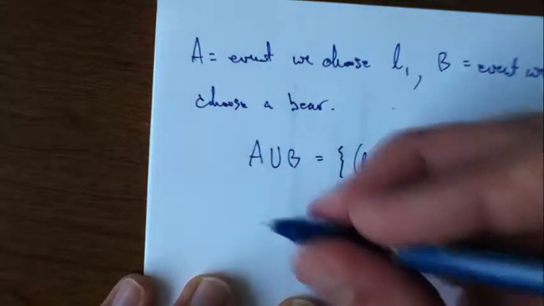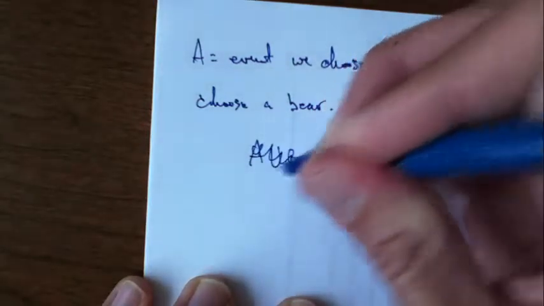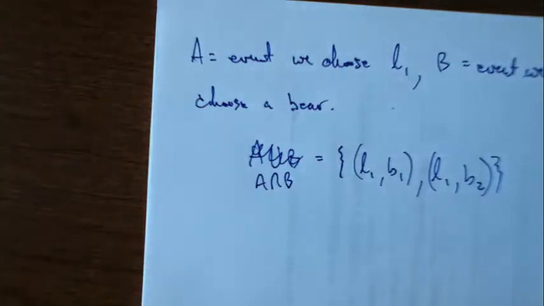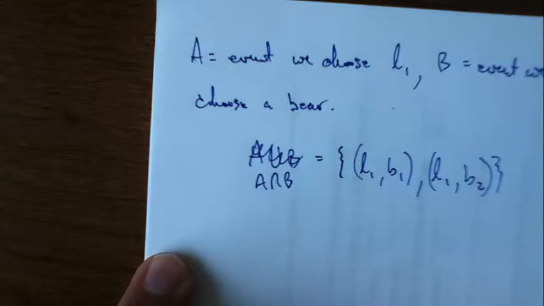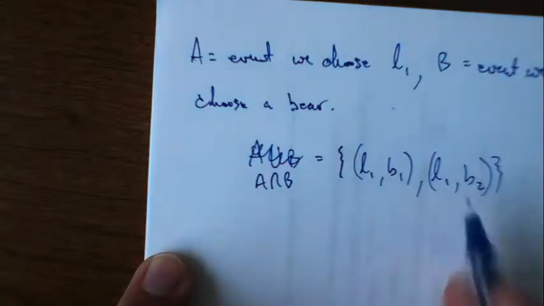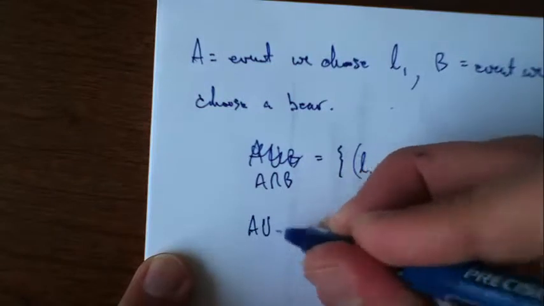Okay. What about the event, oh no, that's not right at all. This is A intersect B, isn't it? I screwed that up. So if A is the event that we choose the first lion and B is the event that we choose a bear, then this is A intersect B, right.